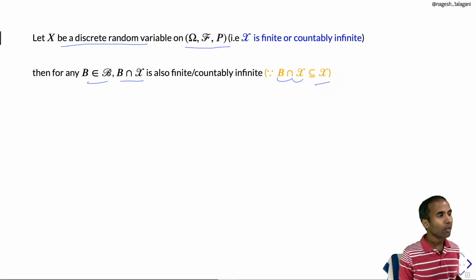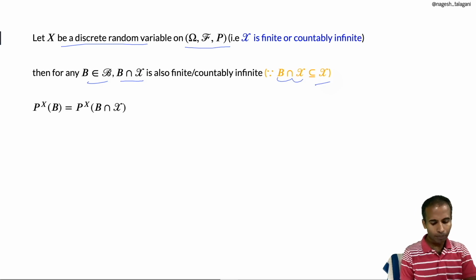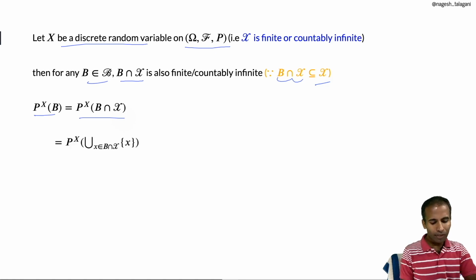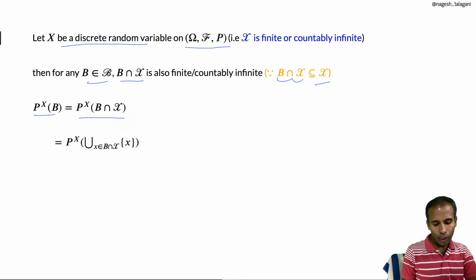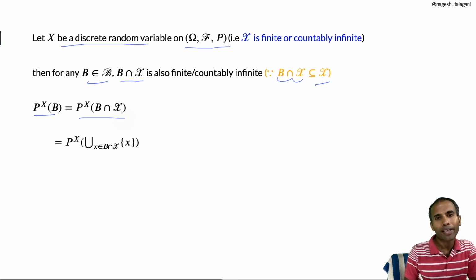From the previous theorem we know that Px of B is the same as Px of B intersection script X. Now this B intersection script X we can write as the union of the singletons x, where x varies over B intersection script X. Because B intersection script X is either finite or countably infinite, this union is going to be either a finite union or a countably infinite union.